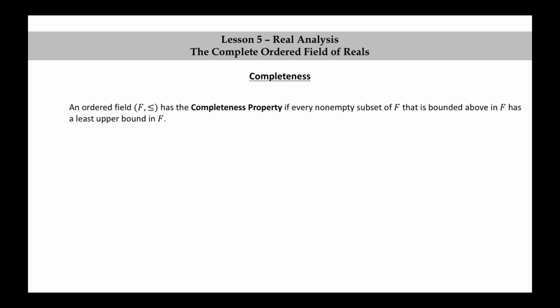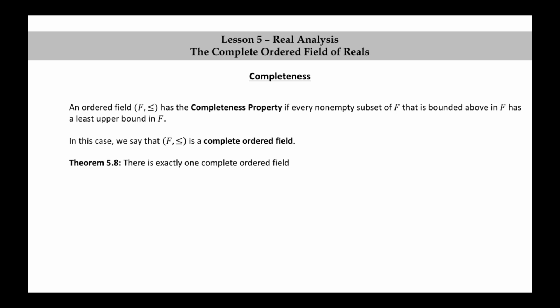An ordered field F, less than or equal to, has the completeness property if every non-empty subset of F that is bounded above in F has a least upper bound in F. In this case, we say that F, less than or equal to, is a complete ordered field.